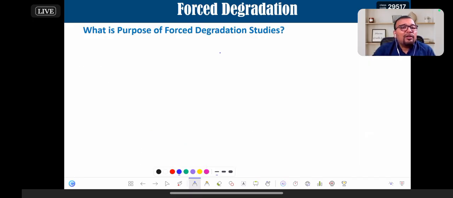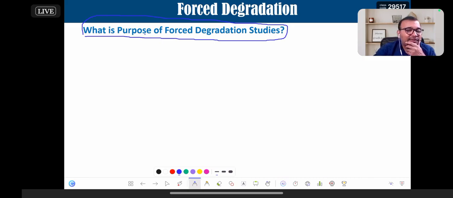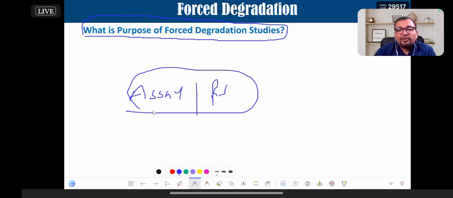Now, what is the purpose of conducting the forced degradation? Why do we conduct forced degradation studies? Any reason behind conducting the forced degradation? Why is there so much emphasis on conducting FD, especially for chromatographic methods like assay and also for related substances? You do conduct forced degradation. What is the purpose of conducting it?